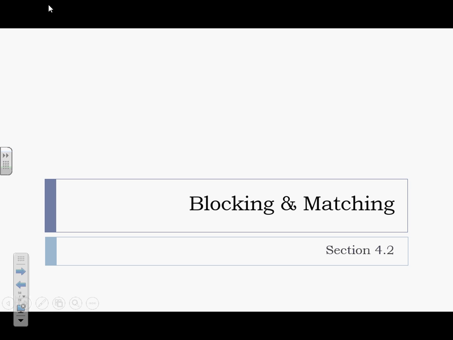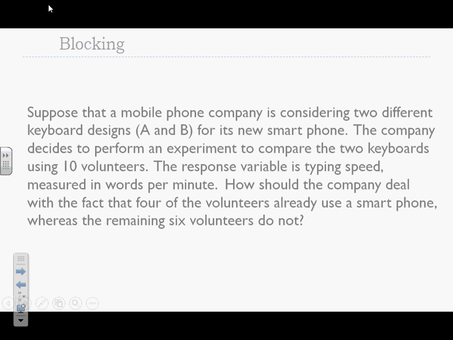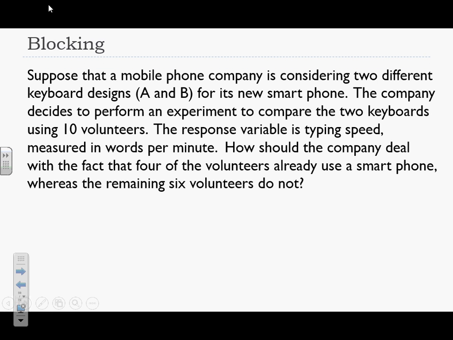There are times where some factors outside might affect what we're working with, and so we have to attack them a little bit differently. So that's where blocking and matching come in. Blocking. Here's an example of where blocking might have to come in. If we're looking at a mobile phone company, they're considering two different keyboard designs, design A and design B, for its new smartphone. The company decides to perform an experiment to compare the two keyboards using 10 volunteers.